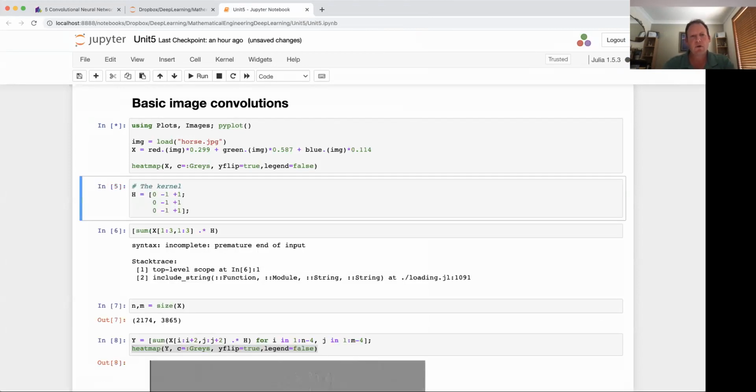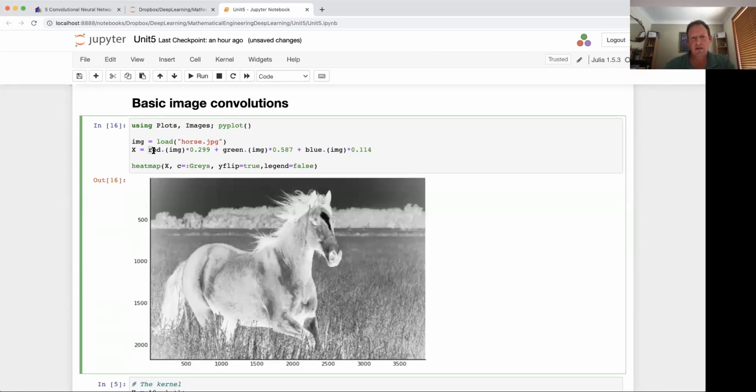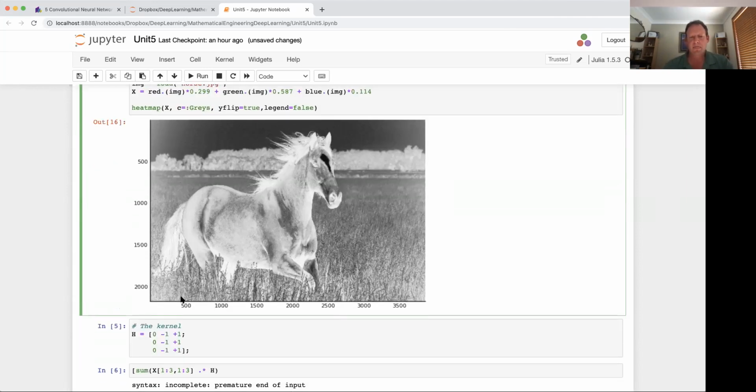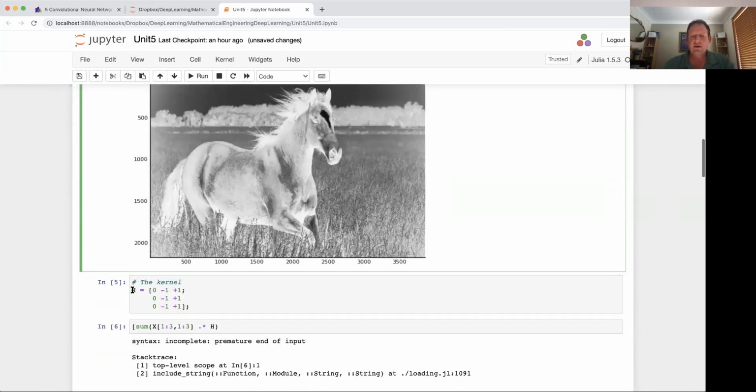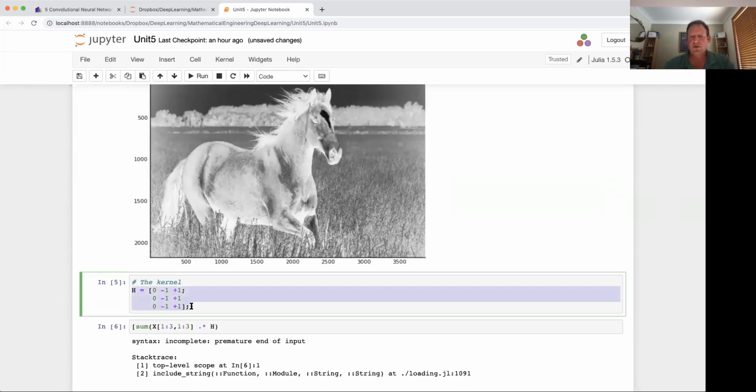So we're going to do this. We've got this image. It's a horse. We loaded the horse, and what we did here is just some linear combinations of the R, G, and B. These are standard coefficients which make a nice monochrome image from an RGB. And that's a plot of the horse. So now this is going to be our 3x3 convolution kernel.